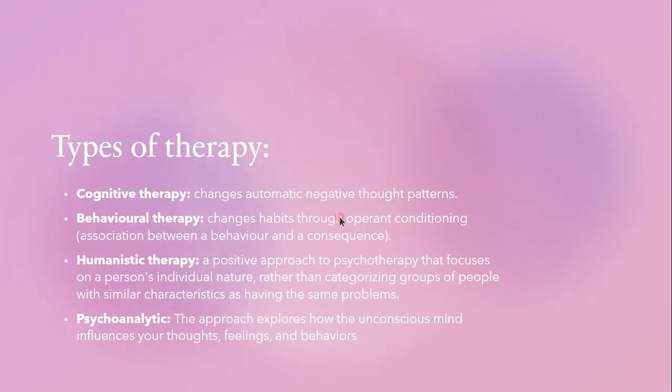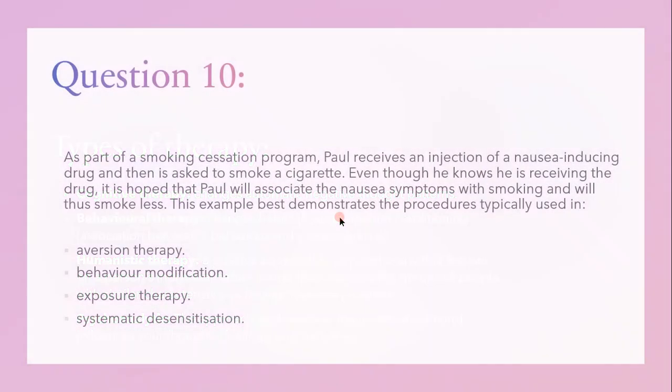Types of therapy. We're just going to go through them quickly. Cognitive therapy changes automatic negative thought patterns. Behavioral therapy changes habits through operant conditioning, the association between a behavior and a consequence. Humanistic therapy, a positive approach to psychotherapy that focuses on a person's individual nature rather than categorizing groups of people as having the same problems because of similar characteristics. And psychoanalytic, the approach explores how the unconscious mind influences thoughts, feelings, and behaviors.